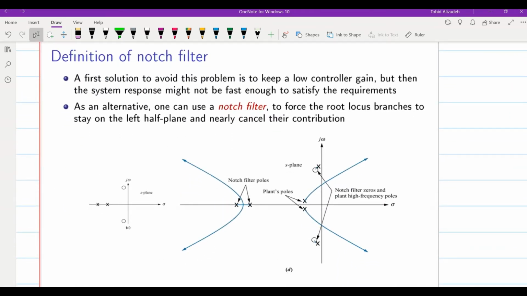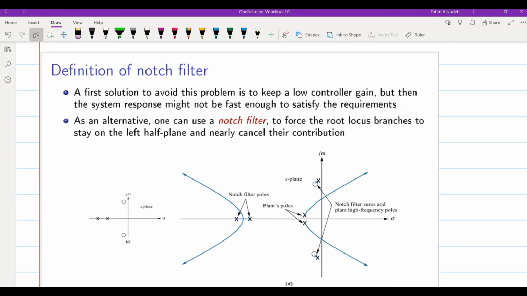Okay, so let's have a look at how we can design the notch filters by using an example. Here we have the definition for the notch filter. A notch filter is basically a pair of zeros and a pair of poles. The poles will be located on the real axis with big, negative real values, and the zeros will be located in the vicinity of the poles, which result in the high frequency oscillations.